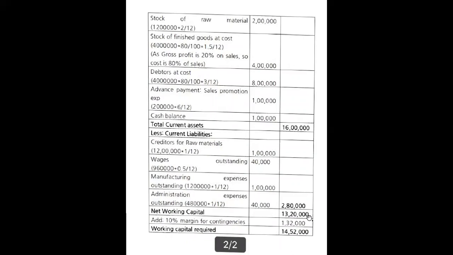This is the working capital calculated as of now, and we have to add 10% for contingencies. 10% margin is to be added. So we'll calculate 10% of 13 lakh 20,000, which is 1 lakh 32,000. We add it up. So the total working capital requirement now turns out to be 14 lakhs 52,000.